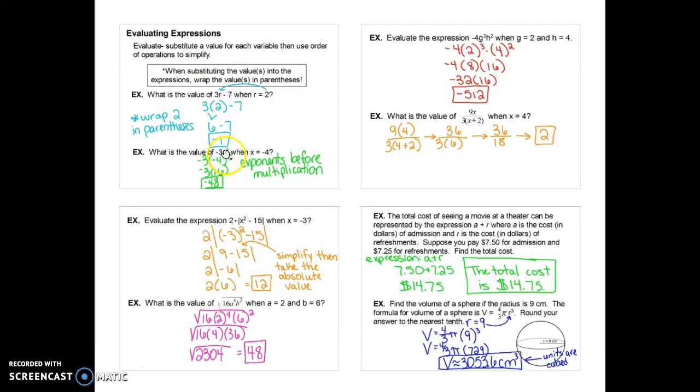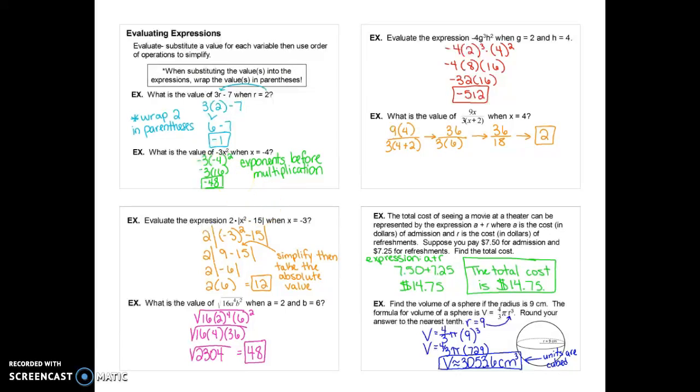Okay, so that square that's connected to the x has to stay with the expression. All I did was replace the x with a negative 4. Everything else gets carried down. And again, that negative 4 is wrapped in parentheses because that's what I substituted in.